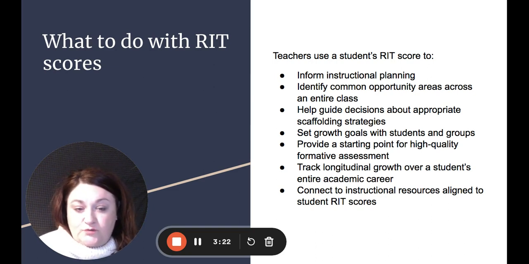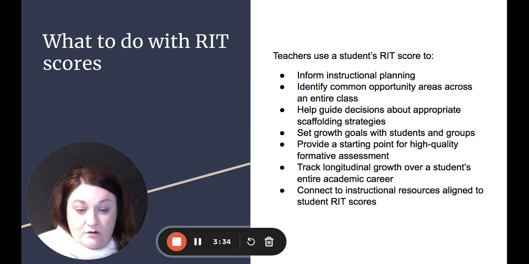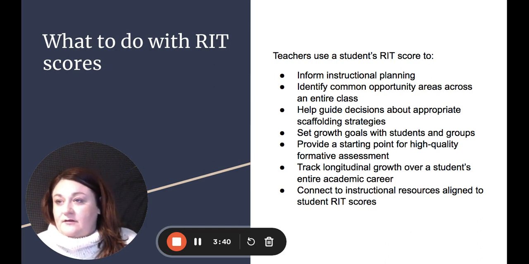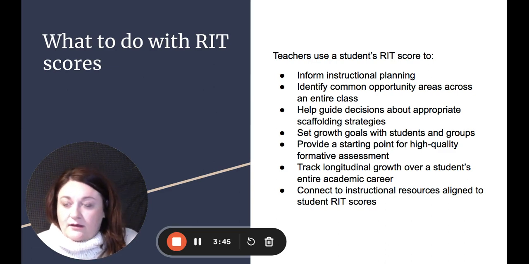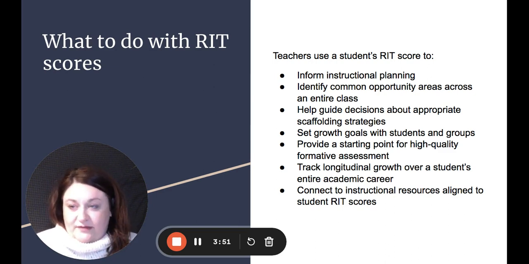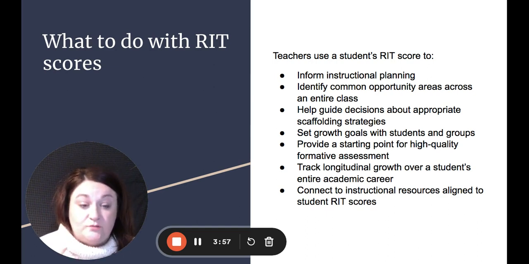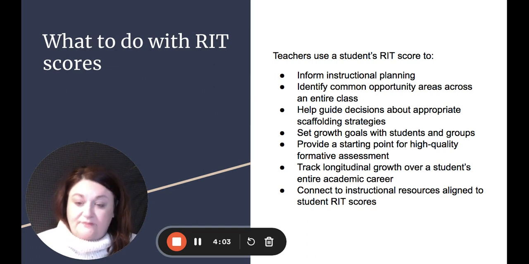The RIT score is going to provide a starting point for high quality formative assessment. And that's going to guide future classroom instruction. It's going to track longitudinal growth over a student's entire academic career, which is also very helpful if the student is moving from elementary school to middle school. As long as the school still uses the NWEA assessment system, that data will follow with them and you will see the growth over time. Lastly, it's going to connect instructional resources aligned to that student according to their RIT scores. So super helpful for teachers and students alike.